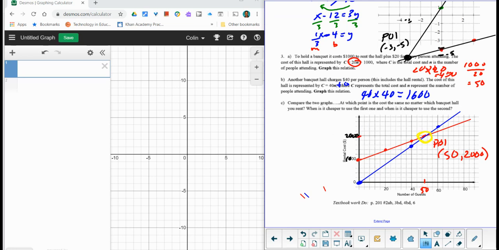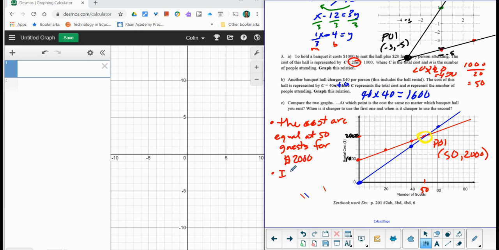All right, so then it says, compare the two graphs. At which point is the cost the same no matter which banquet hall you rent? When is it cheaper to use one versus the other? Okay, so first point, costs are equal at 50 guests for $2,000.